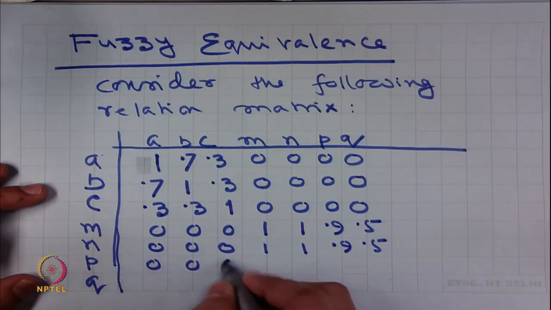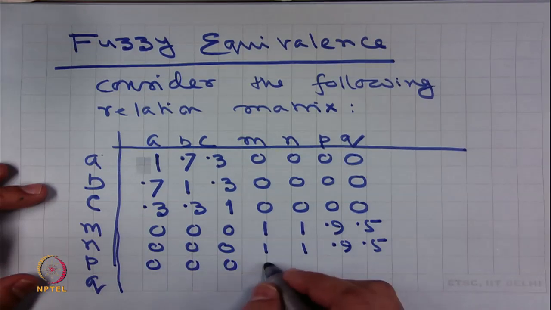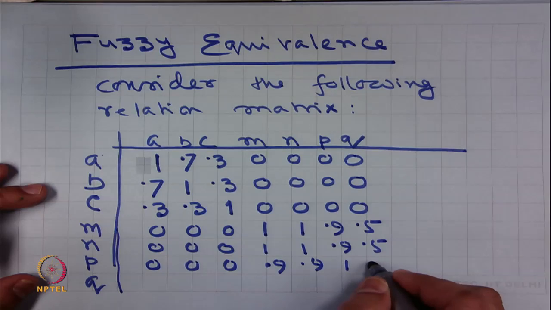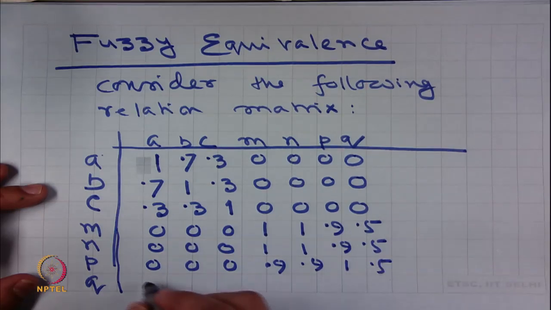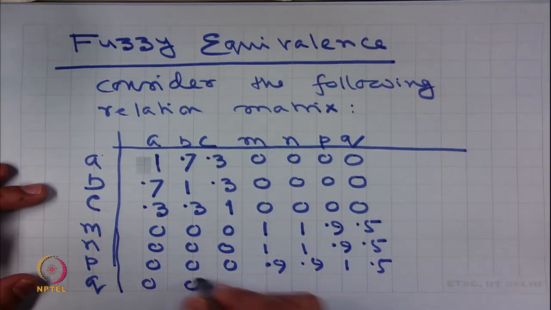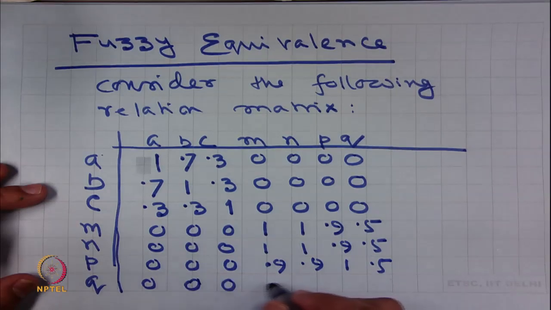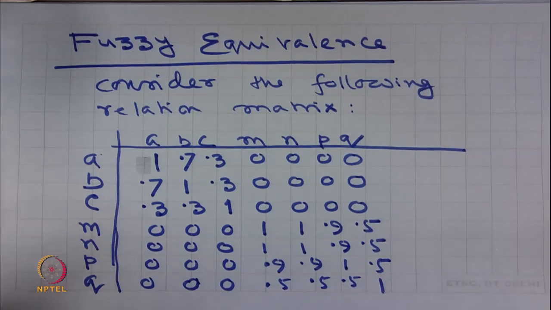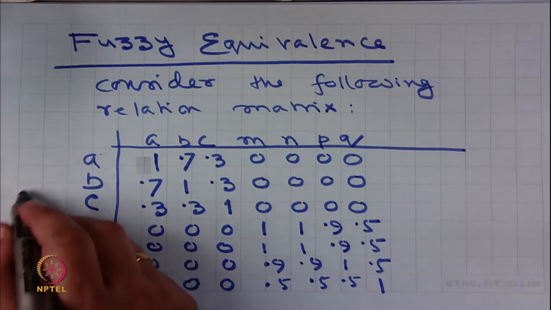0, 0, 0, 1, 1, 0.9, 0.5; 0, 0, 0, 0.9, 0.9, 1, 0.5 and 0, 0, 0, 0.5, 0.5, 0.5 and 1. So, let us call it R.